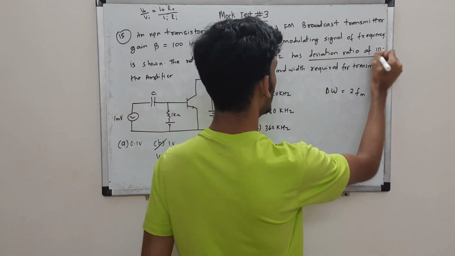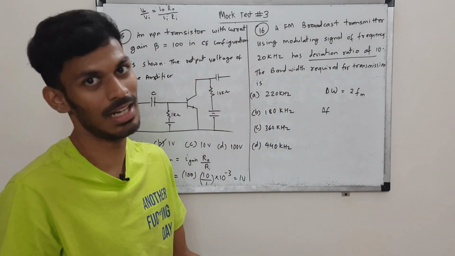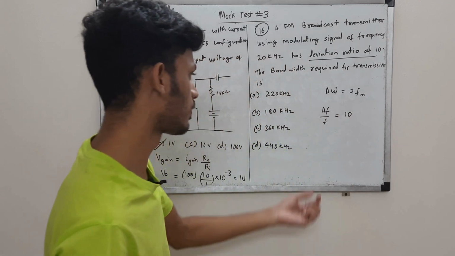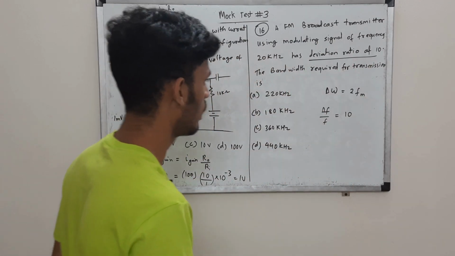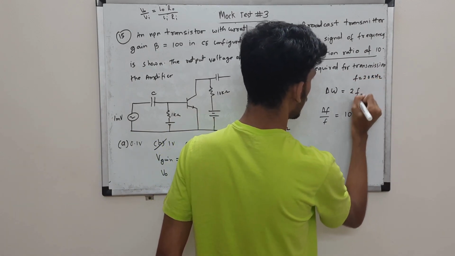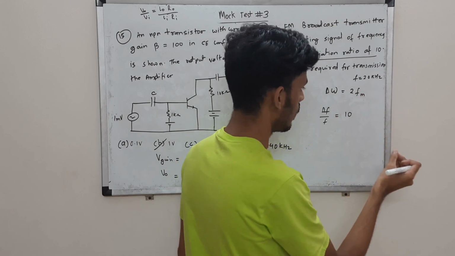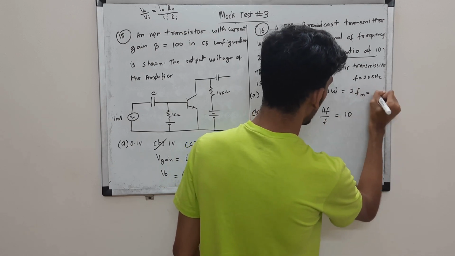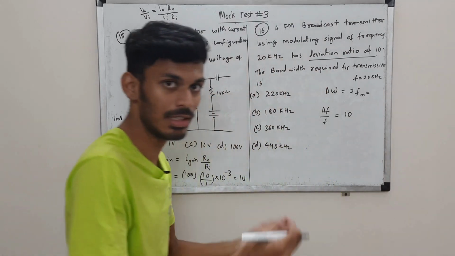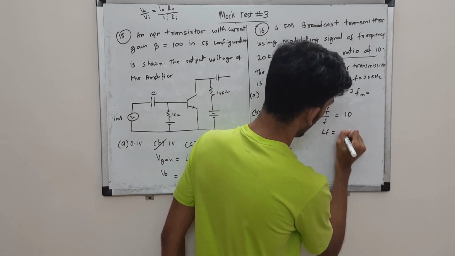Here we are given the deviation ratio. The deviation ratio is basically a relative error, so delta F by F will be 10, a deviation ratio of 10. Here F is 20 kilohertz. So here FM you have to put with its error, so FM will be F plus delta F. Basically you have to put the term with its error. So here delta F you have to substitute.